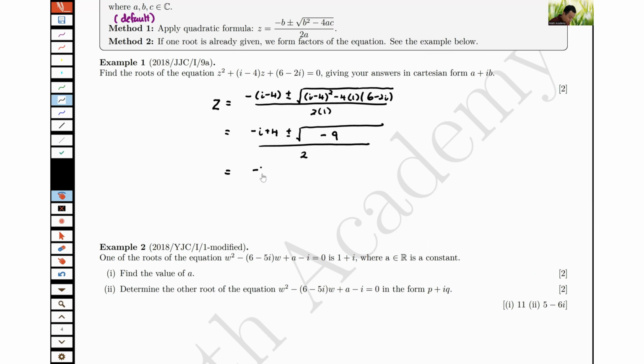So this will then be minus I plus 4 plus minus your root minus 9, which means root 9 root minus 1. Okay, so we will continue with this. Square root 9 is 3. Root minus 1 is I. And we finish up with the over 2. When you have root negative number, we split up this way, root 9 and root minus 1. So there will be two answers. Okay, let me just write on the right.